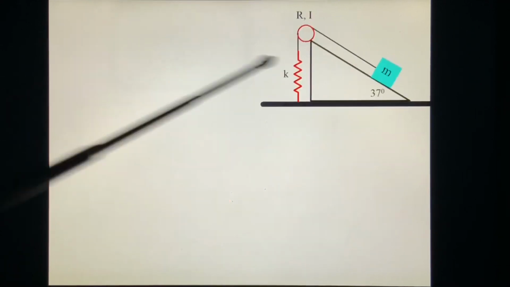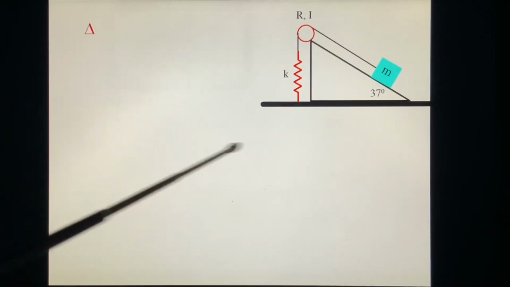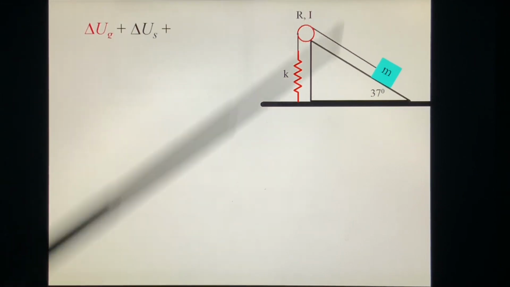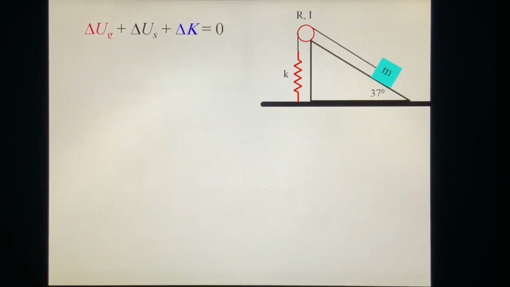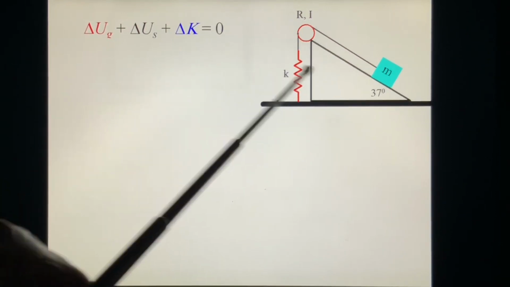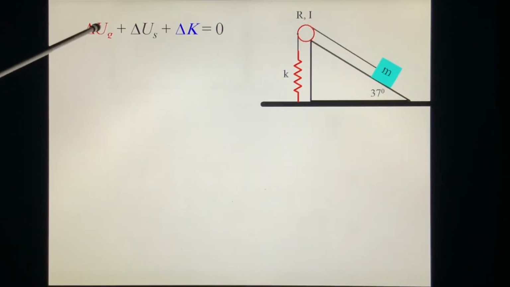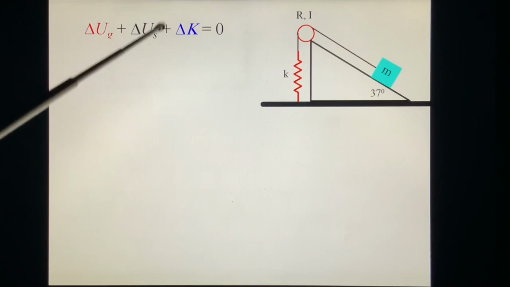Okay. Since there's no friction, so we know the mechanical energy must conserve. What means mechanical energy conserve? That means delta U plus delta K equal to 0. In this case, we have two delta U. One is from spring, one is from gravitational force. So we have delta U gravitational force plus delta U spring plus delta K equal to 0.